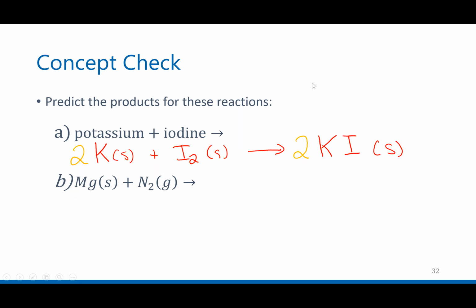Abdullah has a good question. Do you have to write solid, liquid, gas, or can you just complete the reaction?